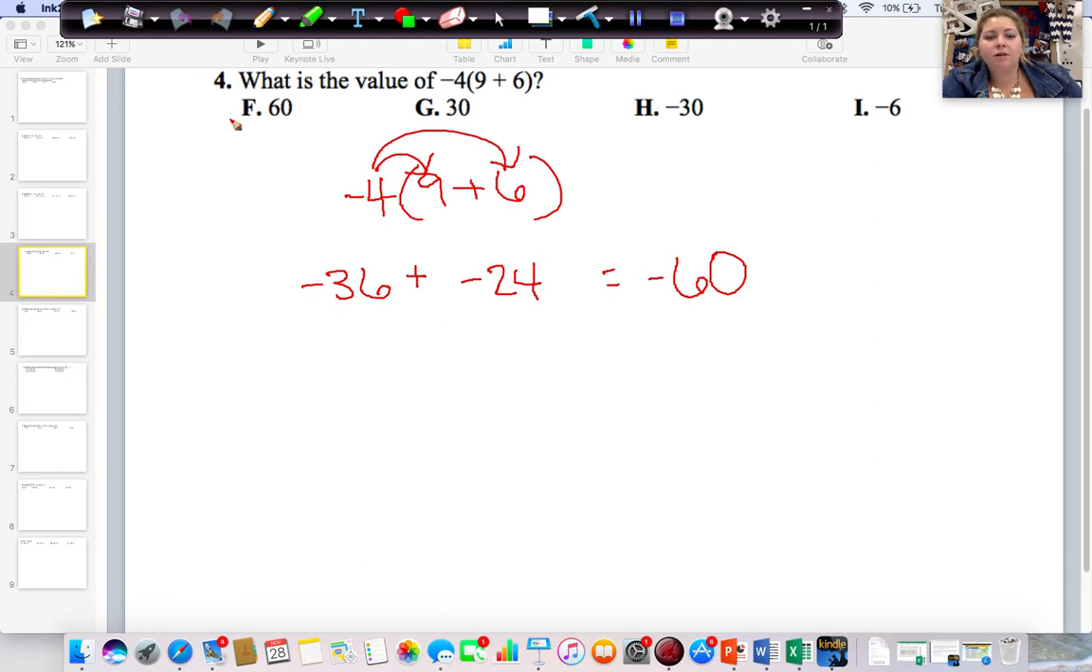Why is that not one of our answers? I'm thinking this is supposed to be negative 60. I'm not really sure why they didn't give us that as an answer choice.